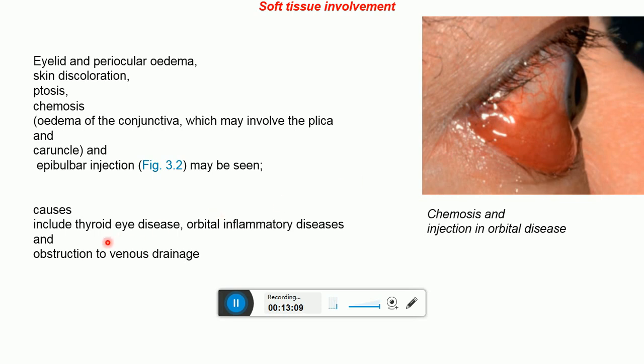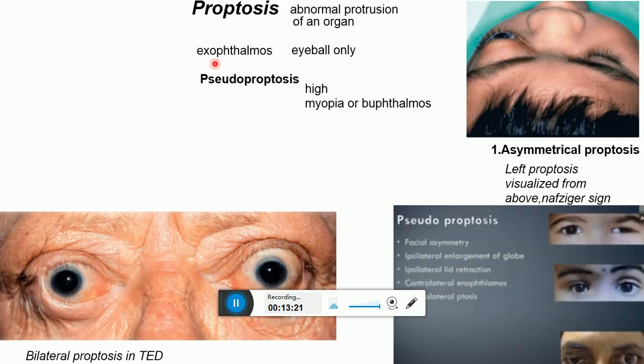The causes of soft tissue involvement include thyroid disease, orbital inflammatory disease, and obstruction to the venous drainage. Next important sign is proptosis. Proptosis is the abnormal protrusion of an organ, but it is generally applied to the eyeball, while exophthalmos refers specifically to the eyeball only. Proptosis may be caused by retrobulbar lesions, or less frequently a shallow orbit.